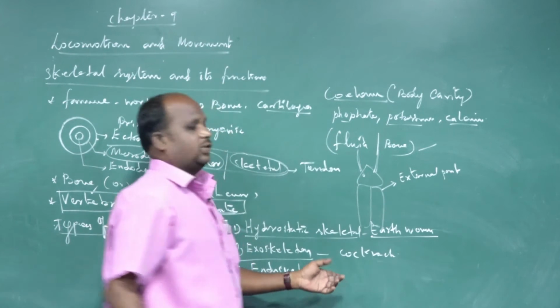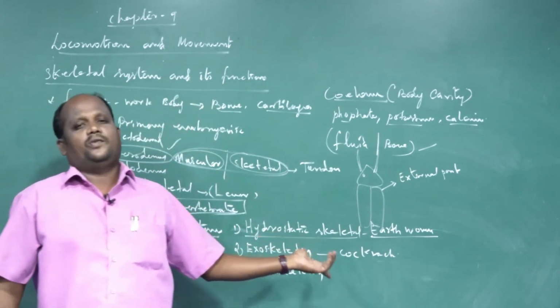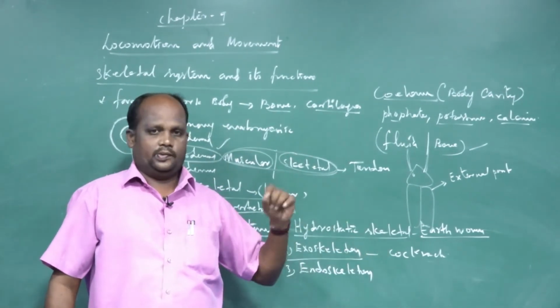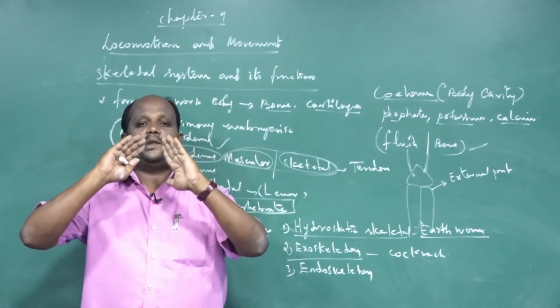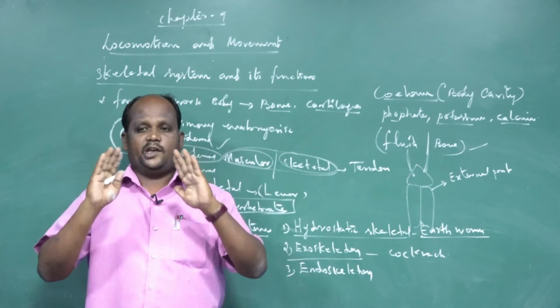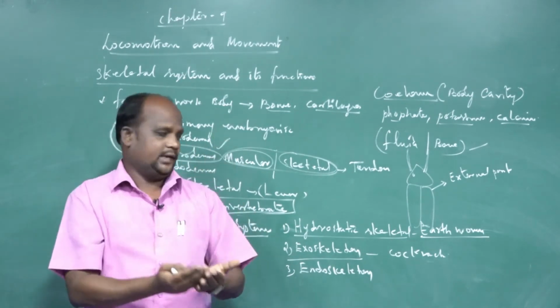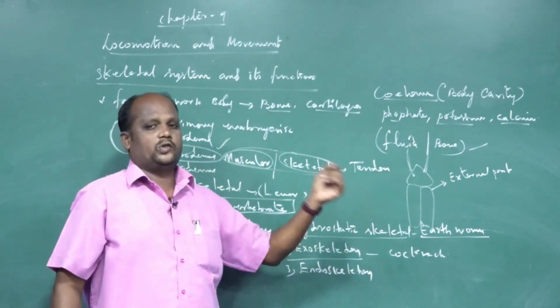The cockroach belongs to the arthropod group, the insect group. The animal body contains bone. The bone covers and provides protection to animals because it is present outside the body. So that is called exoskeleton.